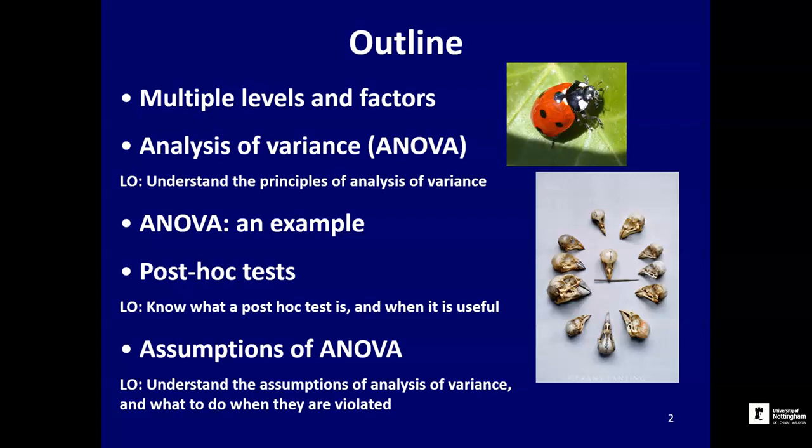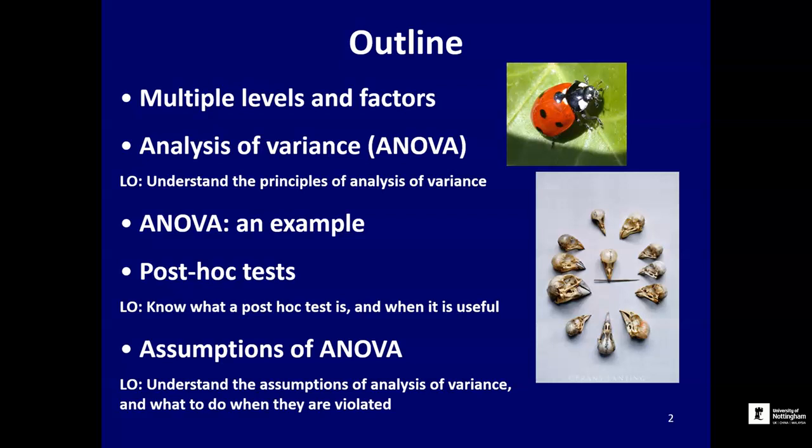Then we're going to look at the principles of analysis of variance in particular, so how it works, and your objective for the lecture really is to try to understand those principles. In order to understand them better, we're going to look at a worked example in the middle part of the lecture, a detailed example about bird morphology. Then towards the end, we're going to touch on a related topic called post hoc testing. A post hoc test is something that you might do after analysis of variance, and I'll explain why and what it is. And then finally, as with all parametric statistical tests, we're going to look at the assumptions.